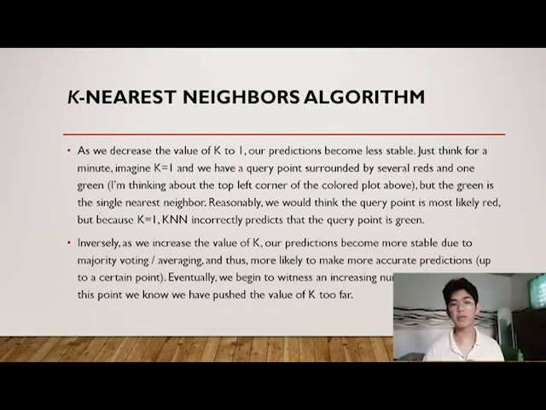Inversely, as we increase the value of k, our predictions become more stable due to majority voting or averaging, and thus more likely to be accurate. But eventually we begin to witness an increasing number of errors. It is at this point we know we have pushed the value of k too far.